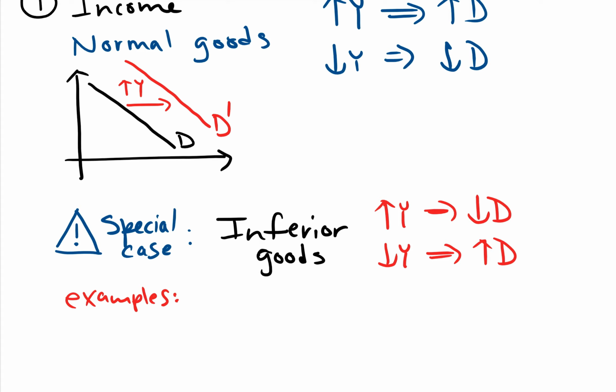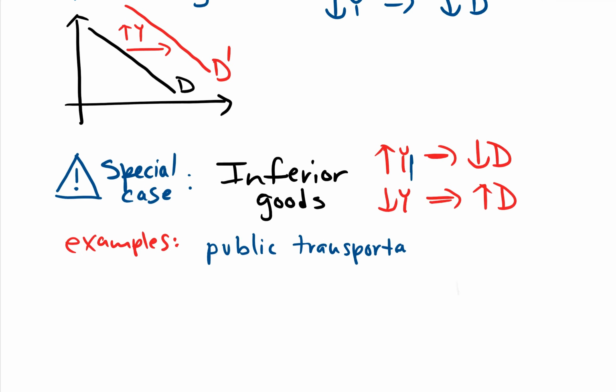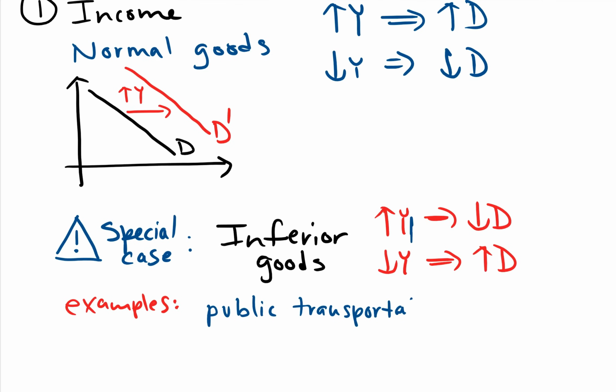Some classic examples, which vary a little from place to place, are things that might be thought of in many places: public transportation. When people's income goes down, they're more likely to ride the bus, and if their income goes up, they might be more likely to take an Uber or buy a car or something like that.